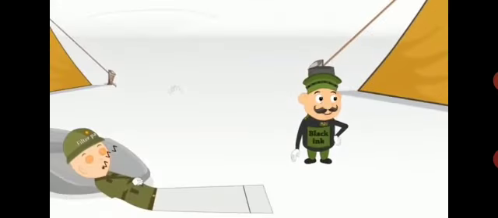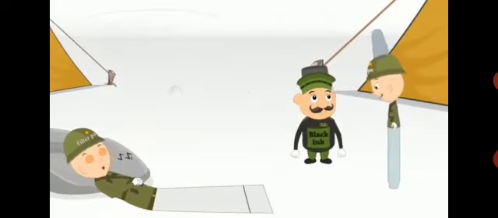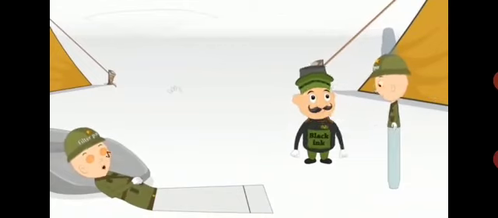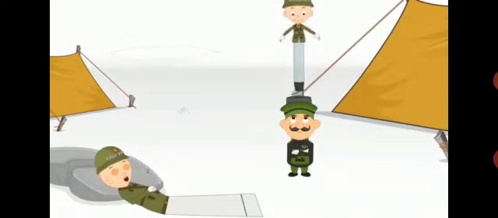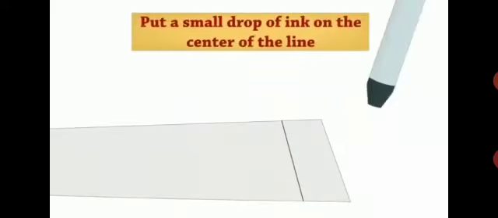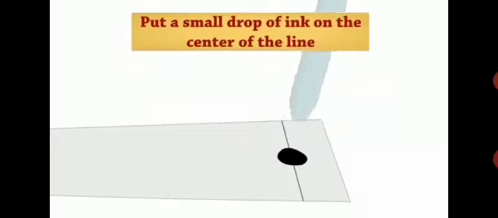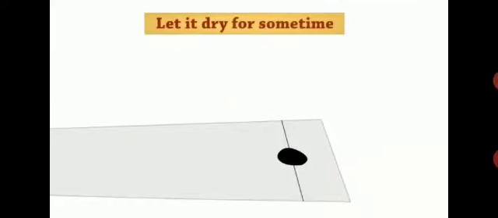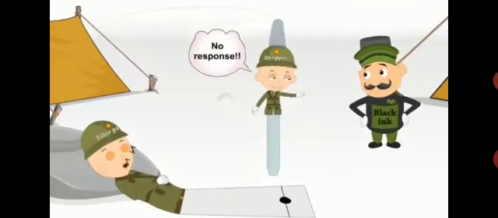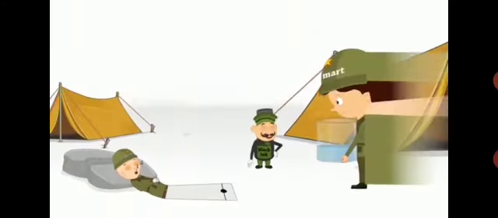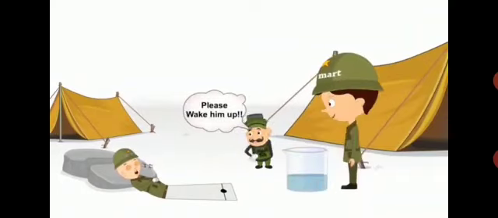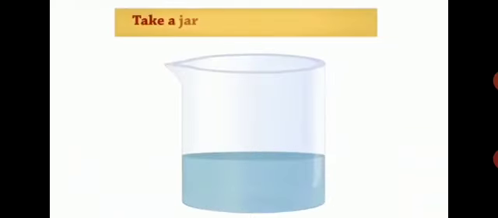Then you have to place a drop of black ink, that is a spot, in the center of the line. After keeping it, you have to wait for some time to let it dry. Then you have to place that filter paper inside the solvent. The solvent we use here is water.